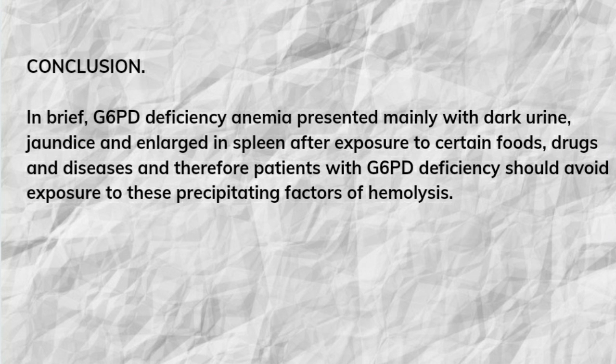So, in conclusion, G6PD deficiency anemia presented mainly with dark urine, jaundice, and enlarged spleen after exposure to certain foods, drugs, and diseases, and therefore patients with G6PD deficiency should avoid exposure to these precipitating factors of hemolysis.